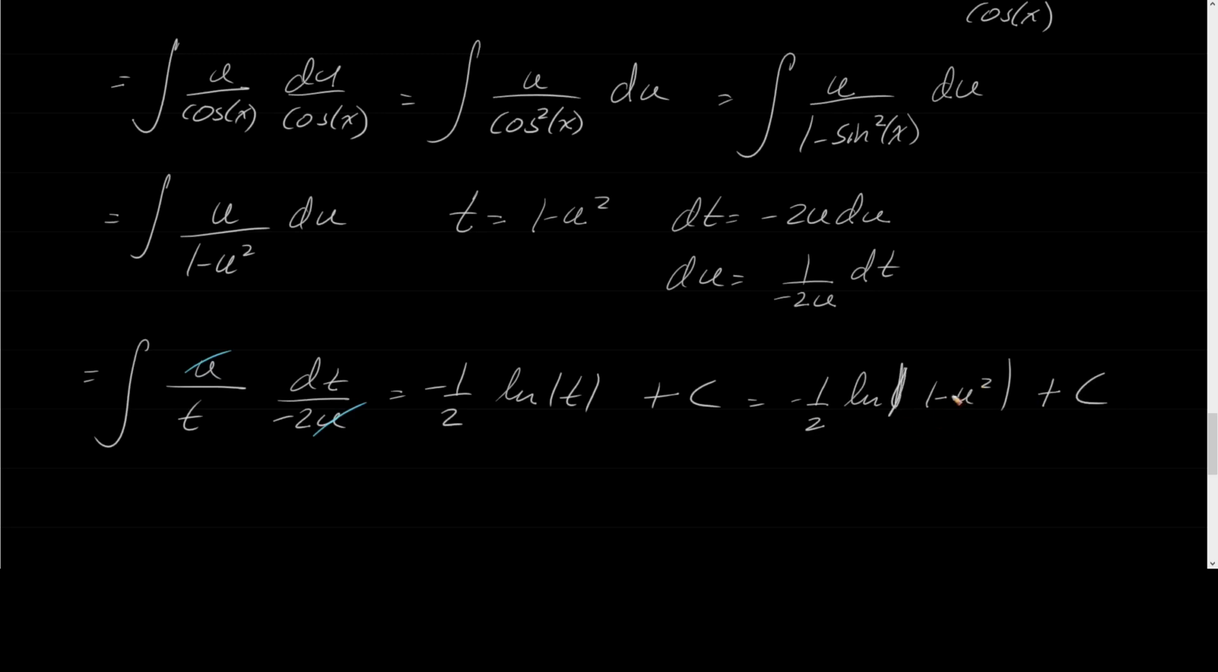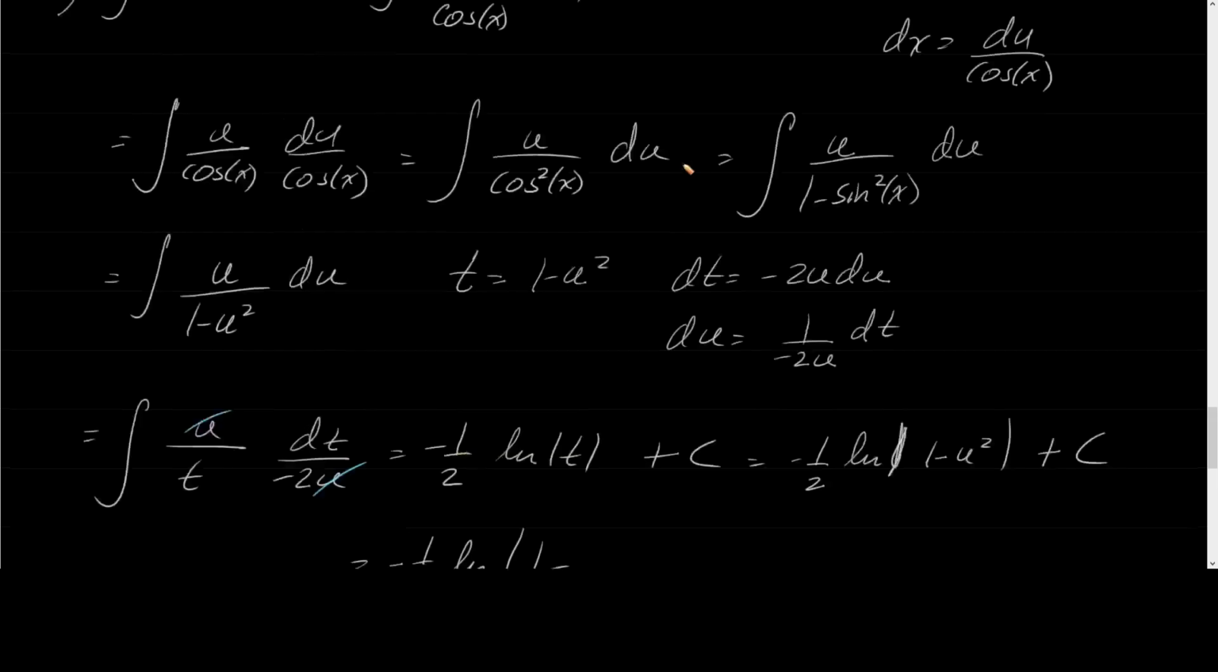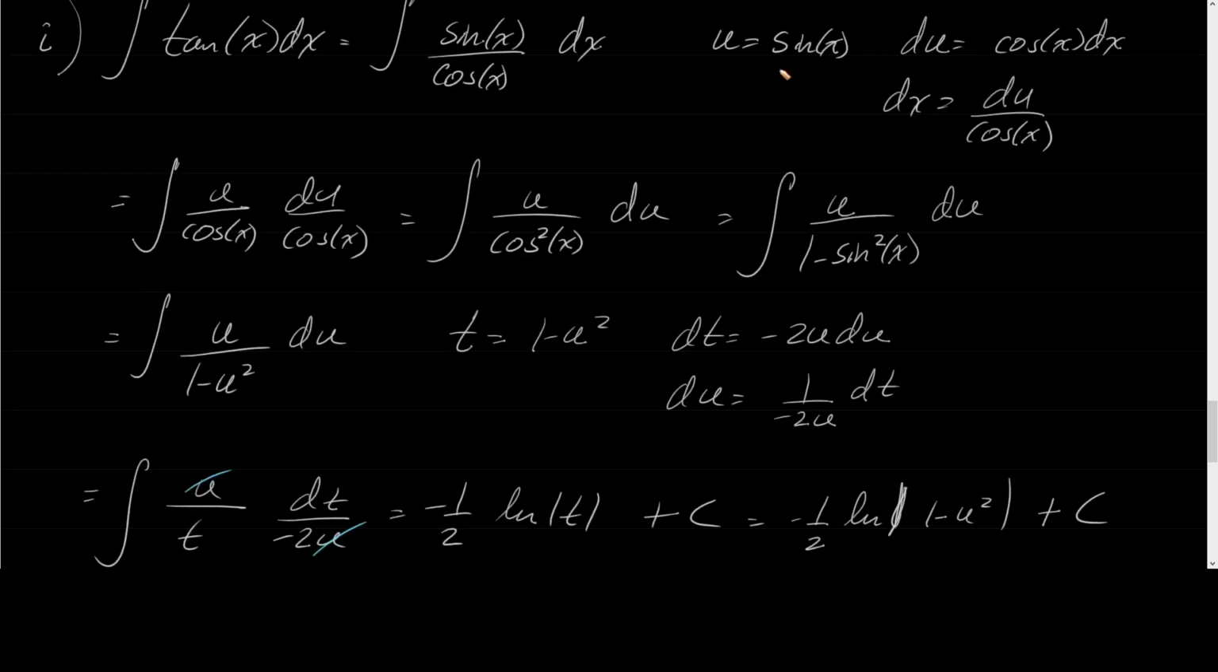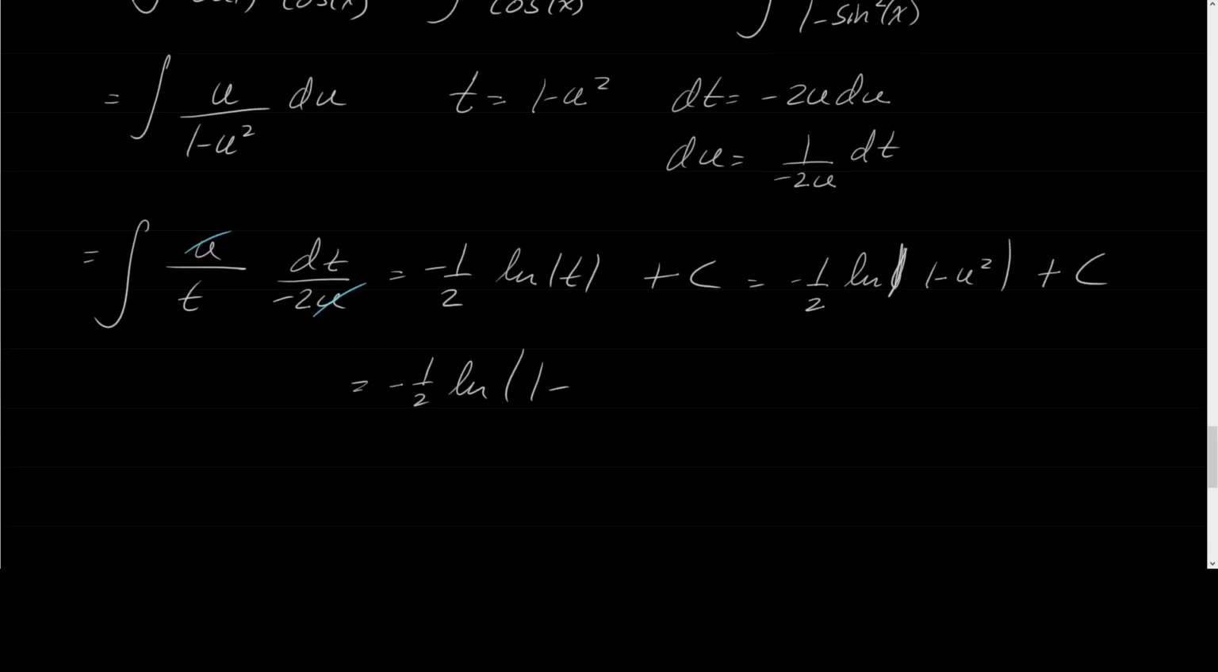And then, well, the problem wasn't about u, right? So how do we rewrite that? Well, we can say negative 1/2 ln of the absolute value of 1 minus, what was our u? Our u was sine of x. So what we can say now is we have 1 minus sine squared of x plus c. But now, what's 1 minus sine squared? 1 minus sine squared is cosine squared.